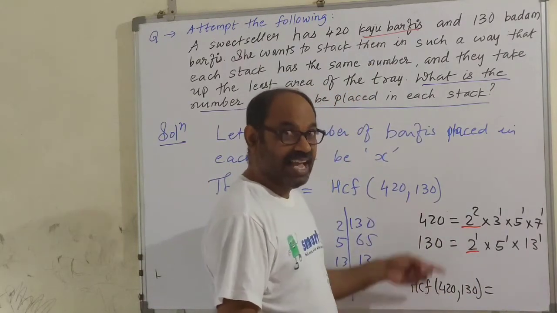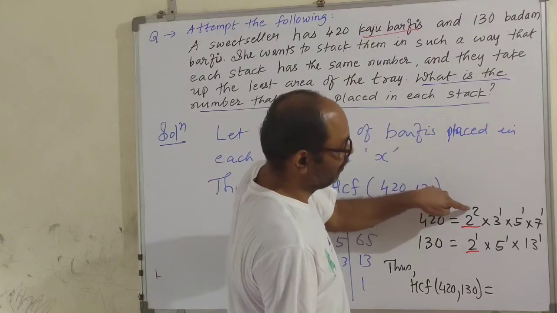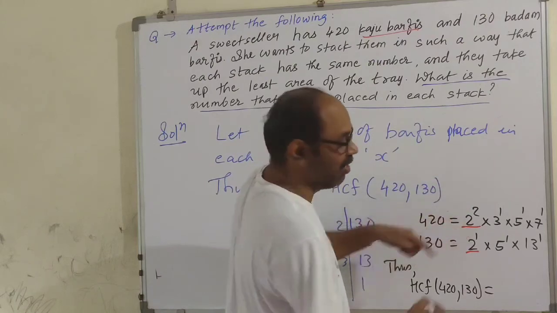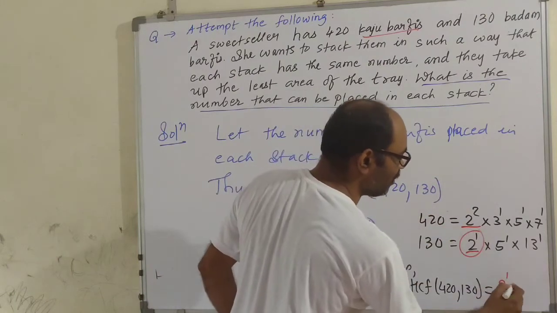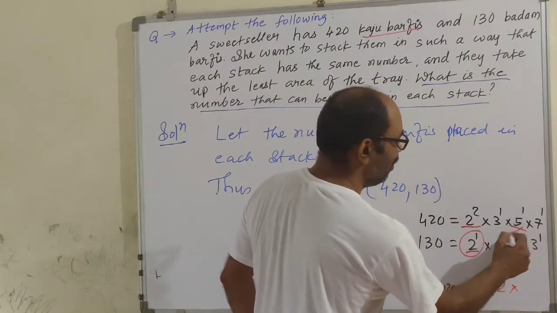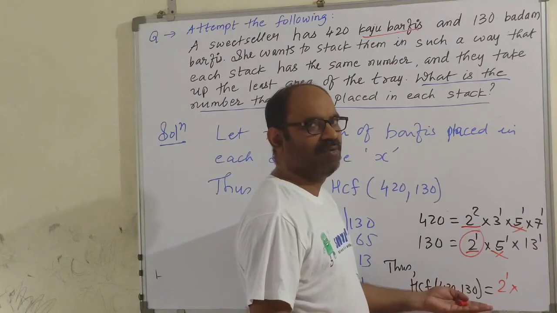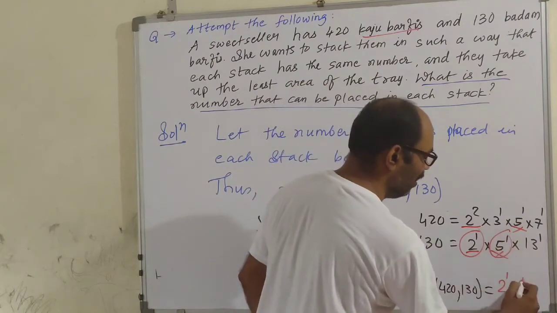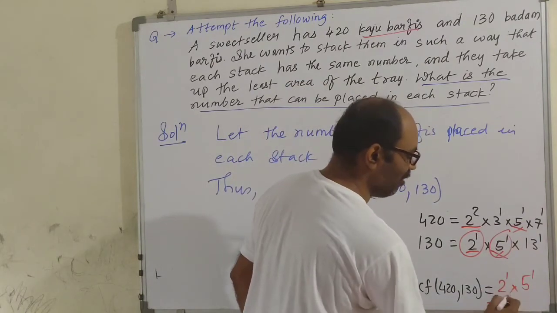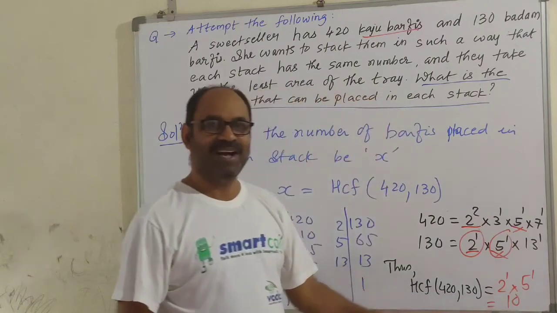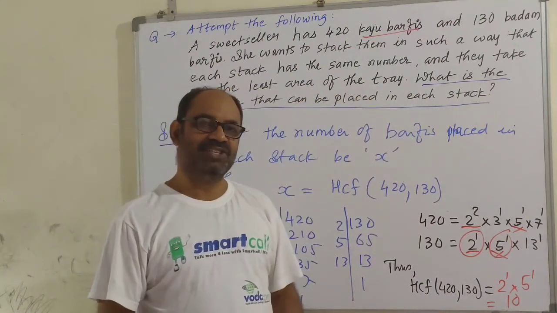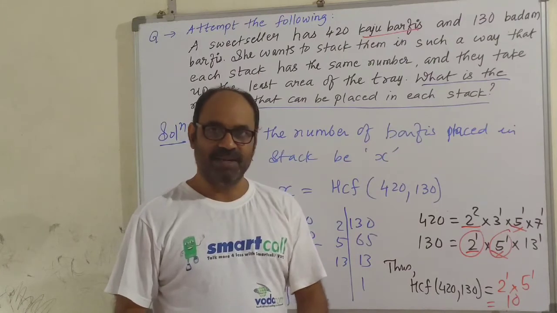We are finding HCF, so power with lower index. Which is lower index, 2 or 1? 1. So you choose this power, 2 raised to 1. Then what's common? Power with base 5. Index is 1, index is 1. Which is lower? Pick any, 5 raised to 1. So 2 fives are 10. Then you may write in each stack 10 burfis can be placed.